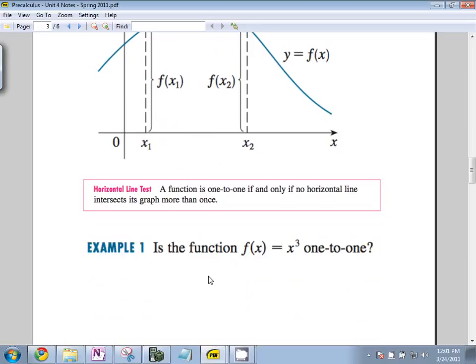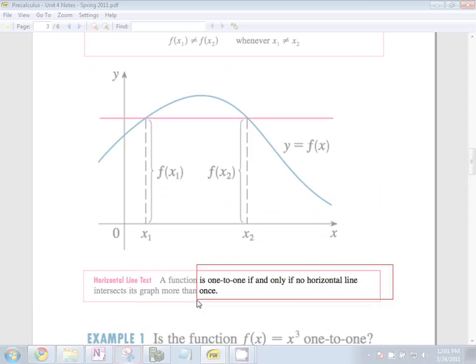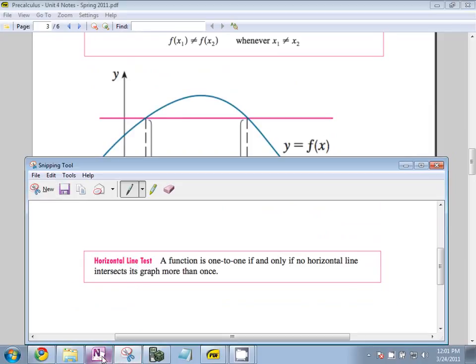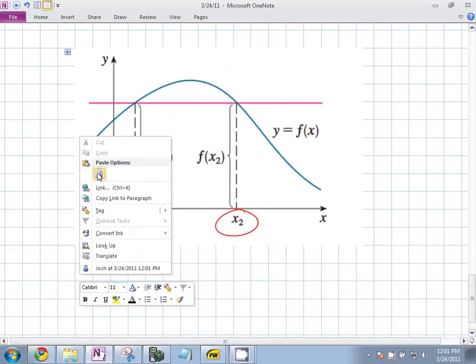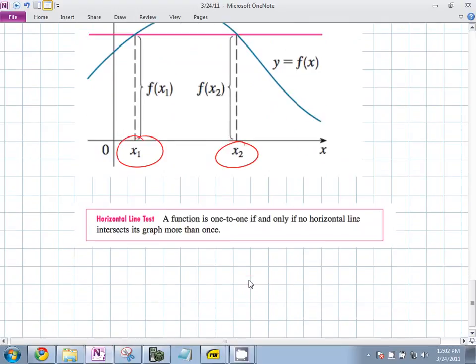Exactly. We have a horizontal line test. Here is what it says. A function is called one-to-one if and only if no horizontal line intersects its graph more than once. If a horizontal line intersects more than once, it means that two different x values are mapped to the same y value. Two different x values.